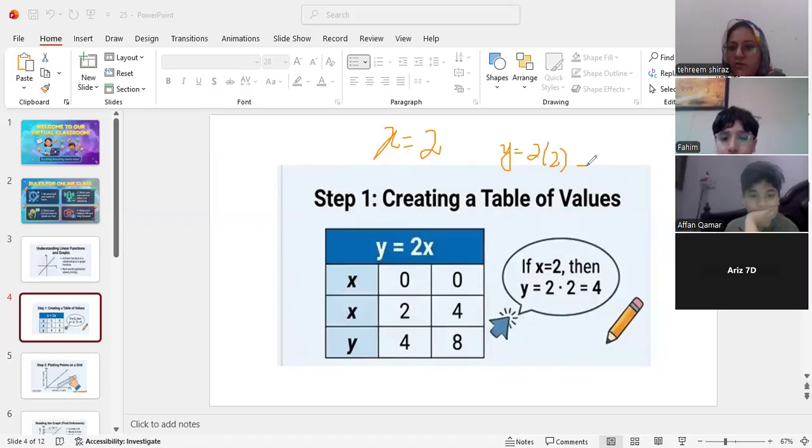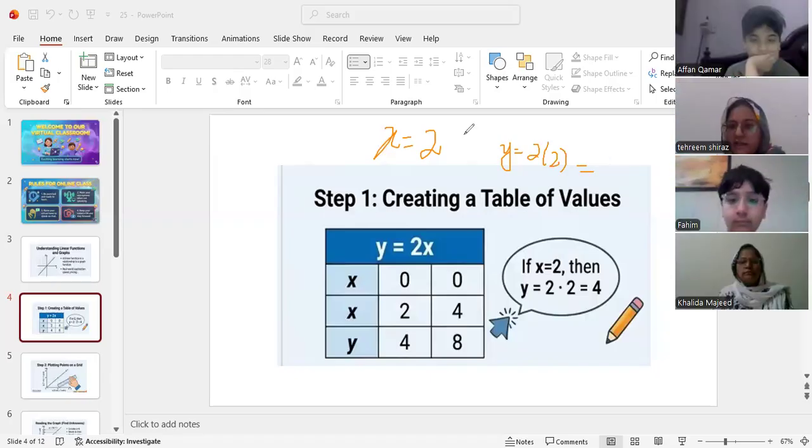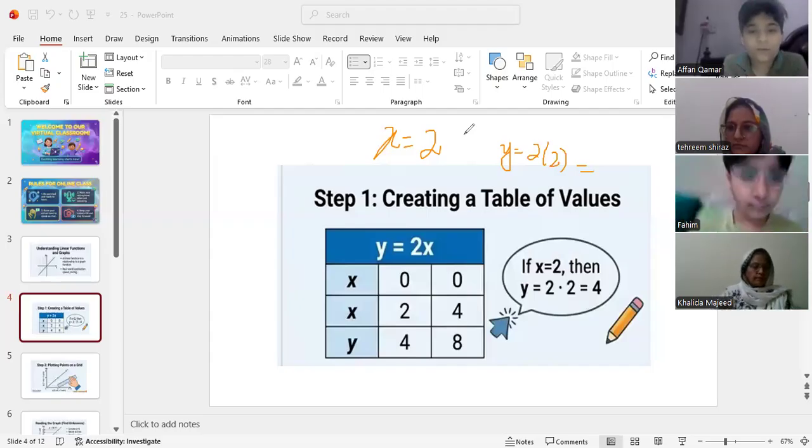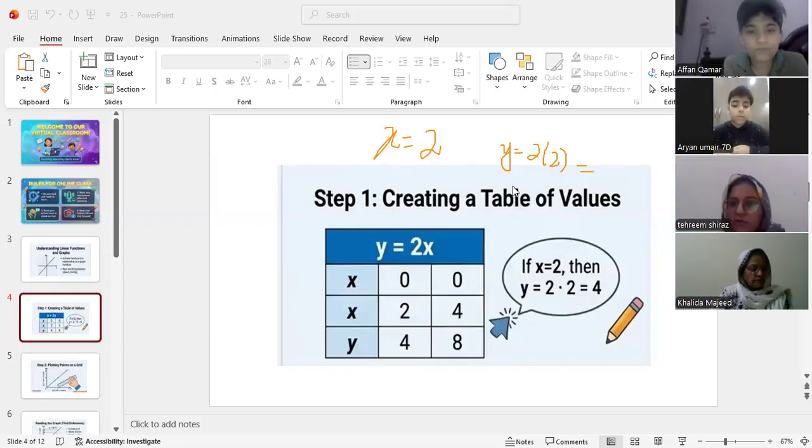Then what will be the value of y? Yes, Afan. Ma'am, in what circumstance? Like if x equals 2, does that mean y is 2x? Yes, y is 2x, which means the value of y will be 4. Yes, it should be 4.